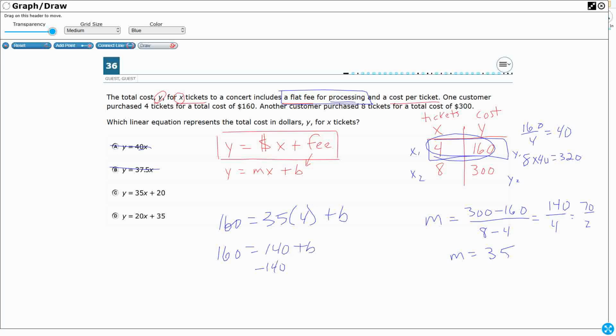Subtract 140 from both sides. So you get 20. So they're charging you $20 processing for a $35 ticket. That's wild. So we end up with this. Y equals 35x, that's 35 bucks per ticket, plus the $20 processing fee. Our answer is C.